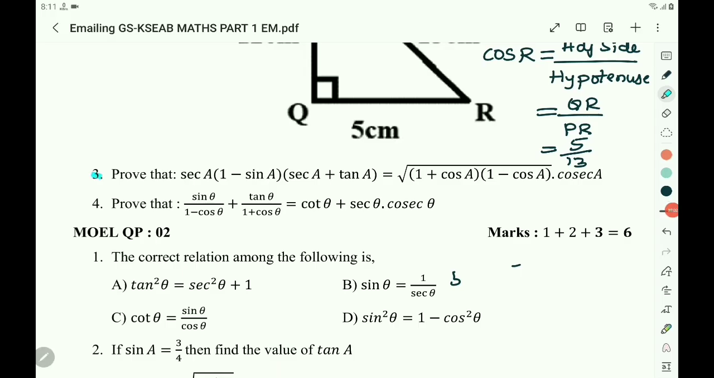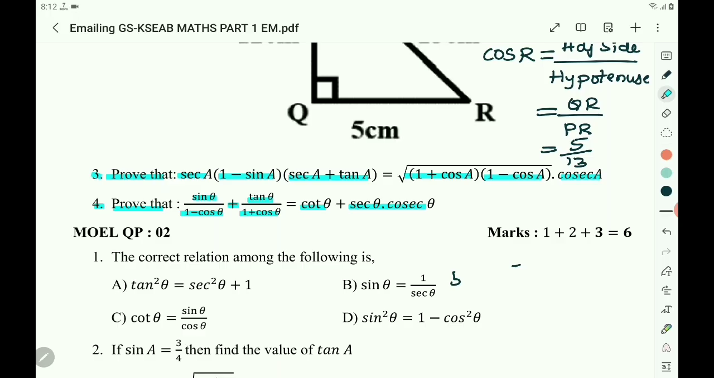Question number 3. Prove that secant A into 1 minus sin A into secant A plus tan A is equal to whole root 1 plus cos A into 1 minus cos A into cosec A. This is question number 28 of the model question paper first. The fourth question: prove that sin theta by 1 minus cos theta plus tan theta by 1 plus cos theta equals cot theta plus secant theta into cosec theta. Questions 3 and 4 are the questions given in that question paper.